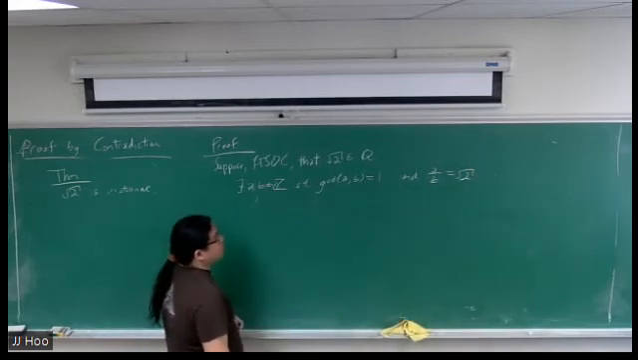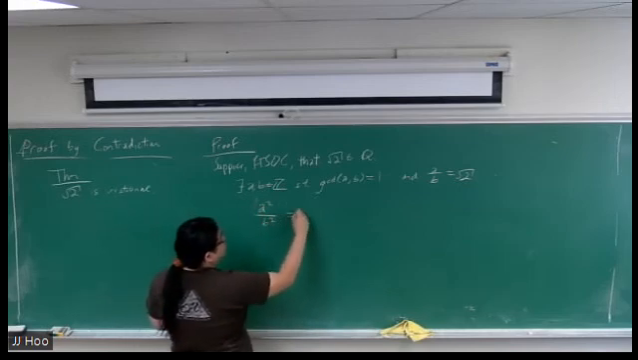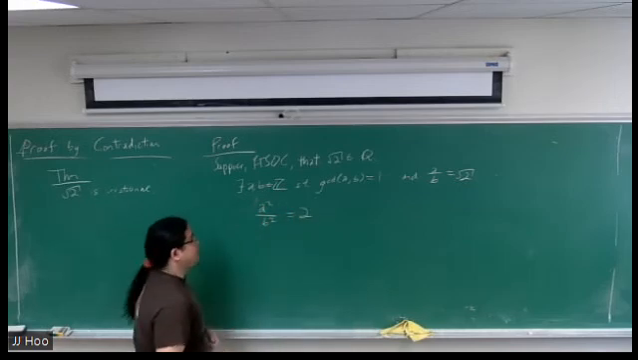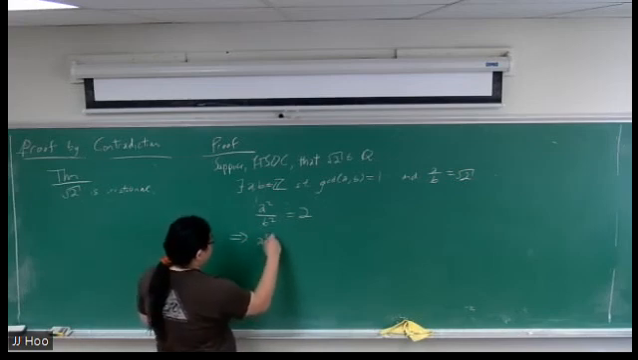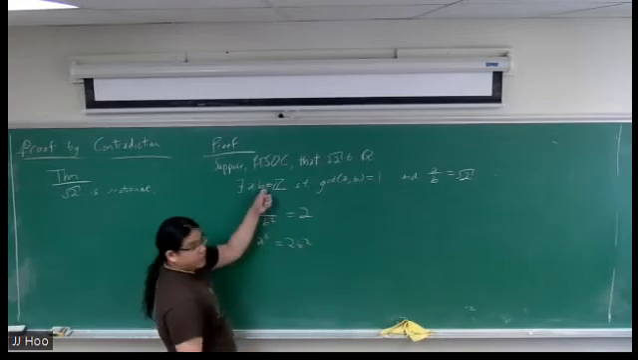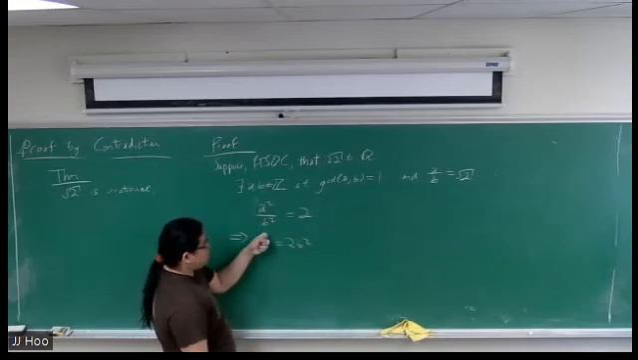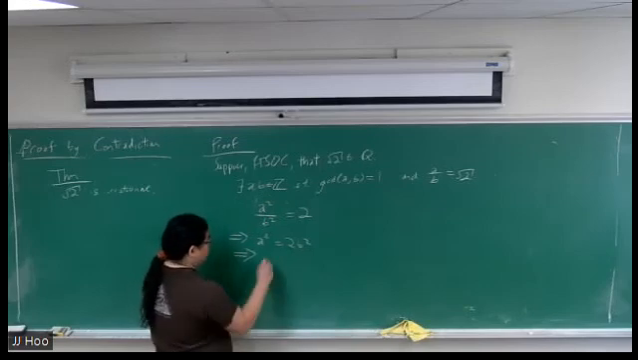Well, let's do the standard thing we would do in algebra. We then have that a squared over b squared is 2. We square both sides. This implies that a squared equals 2b squared. But wait, b is an integer, so b squared is an integer, and a squared is 2 times something, right? So a squared is even.